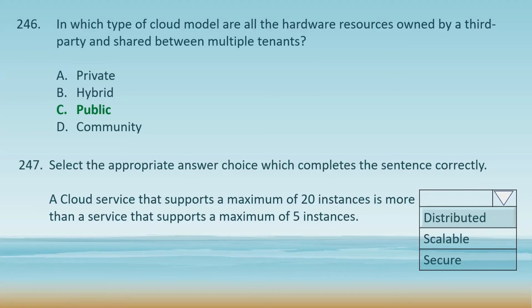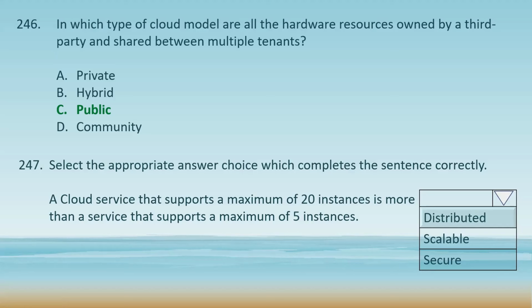Question number 247. Select the appropriate answer choice which completes this sentence correctly. A cloud service that supports a maximum of 20 instances is more than a service that supports a maximum of 5 instances. And your options are distributed, scalable, and secure.